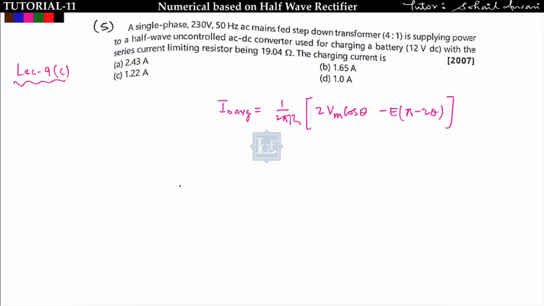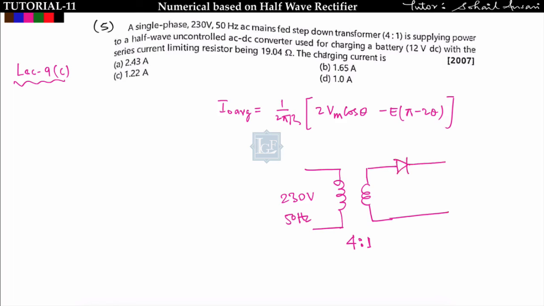Now see the next question. A single phase 230 volt 50 Hz AC main is fed to a step down transformer. It looks something like this, a step down transformer with a ratio of 4:1. The input supply is 230 volt 50 Hz, supplying power to the half wave uncontrolled converter, which will be like this.